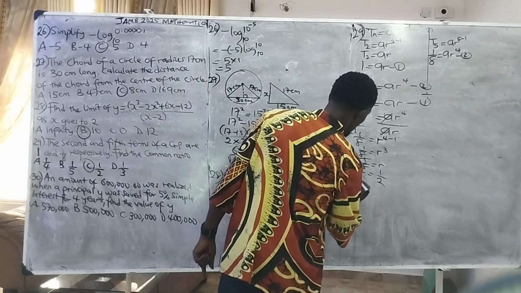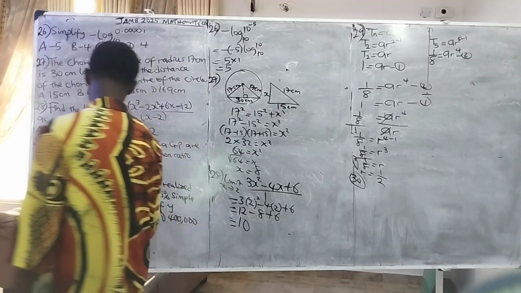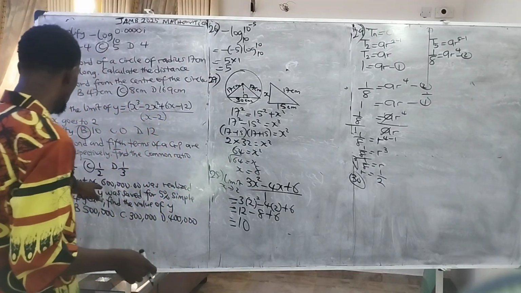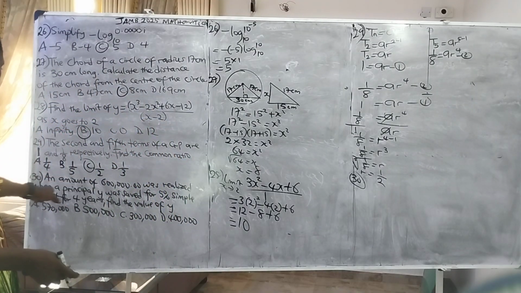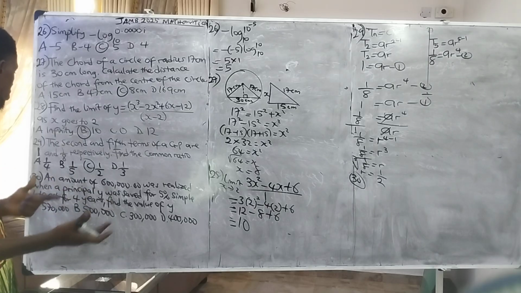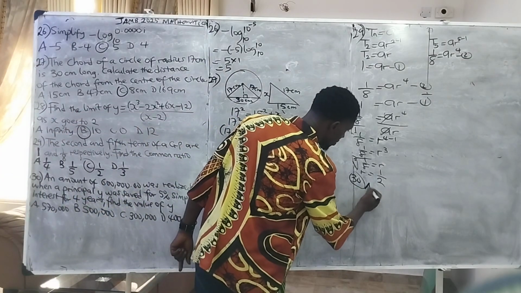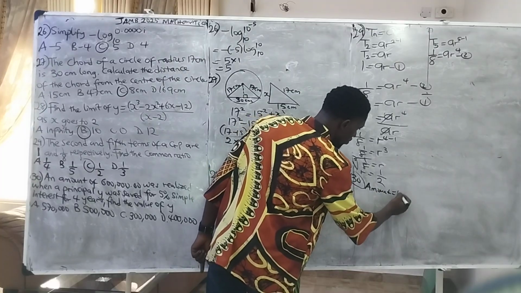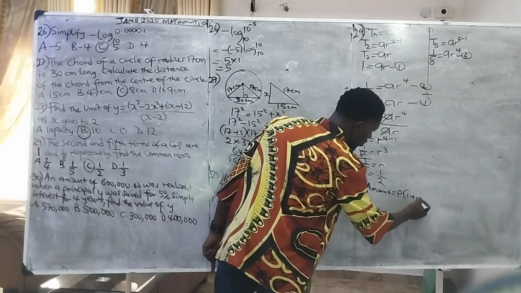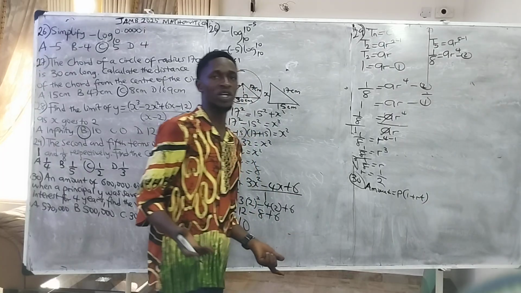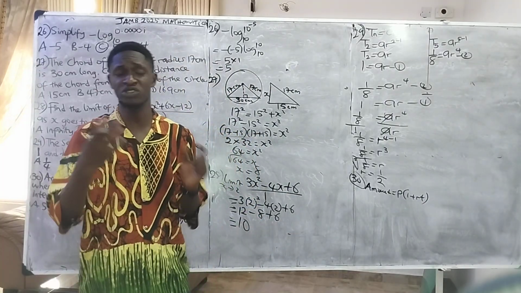Then the last part there, number 30, we have the amount of this. 600,000 was realized when the principal Y was sold for this. So we are looking for that principal. So look at what I always use. You can use this formula, amount is equal to P bracket 1 plus RT. There are many formulas you can use. You can use amount equals principal plus interest.